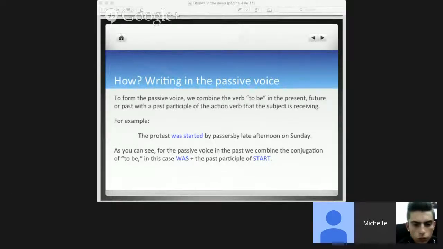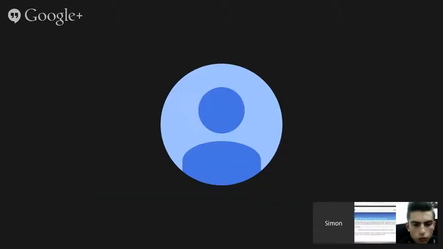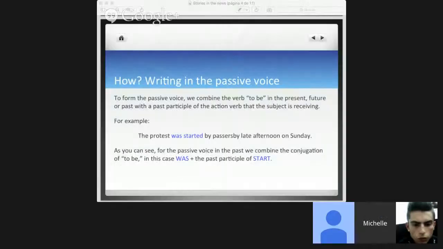So, Simon, can you think of another example of the passive voice in the past using was or were in a past participle? Okay, for sure. Okay, my example is the money was kept in my pocket. Perfect. Awesome. Good job. What about you, David? Can you think of an example of the passive voice in the past using was or were in a past participle?